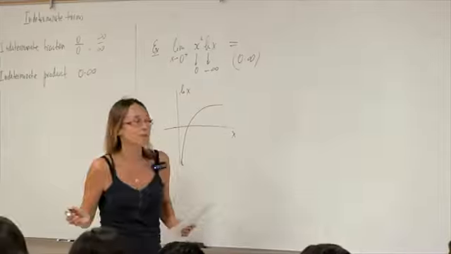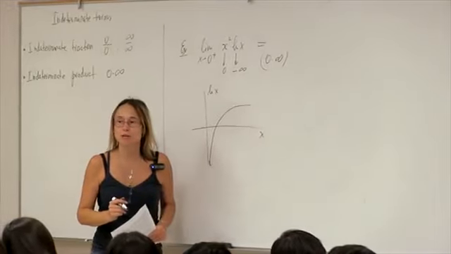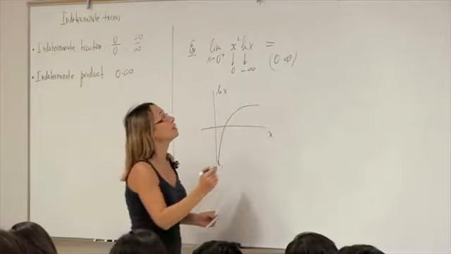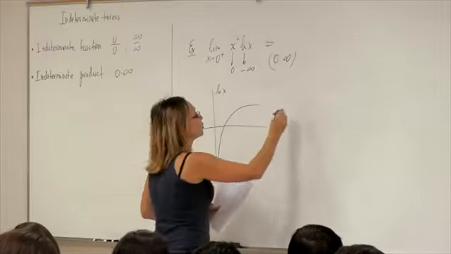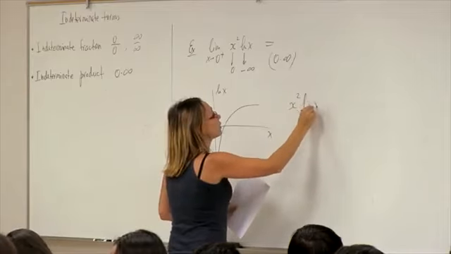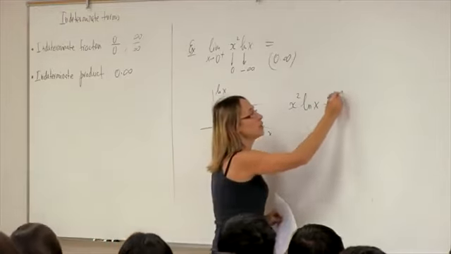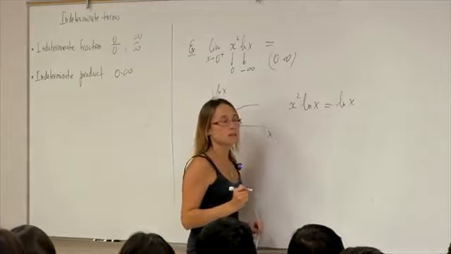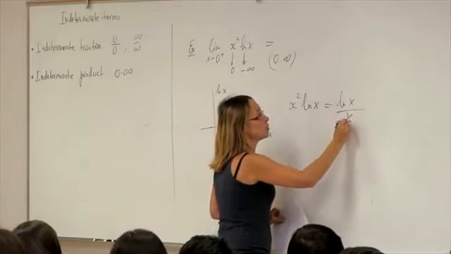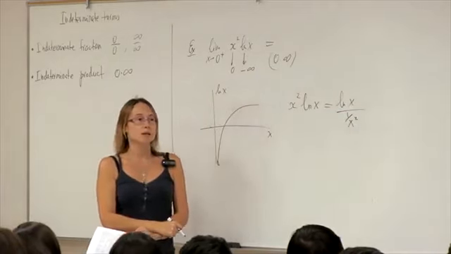So what can we do? Well, the answer is very simple. Any product can be turned into a fraction in one line. So let's consider x squared log x. How can I make a fraction out of this? Well, I'm going to keep the log in the numerator, and I'm going to divide it by 1 over x squared. That's a fraction, right? It's the same thing, but it's a fraction.